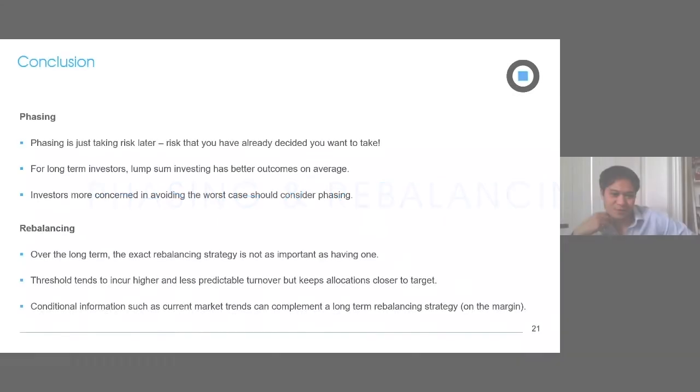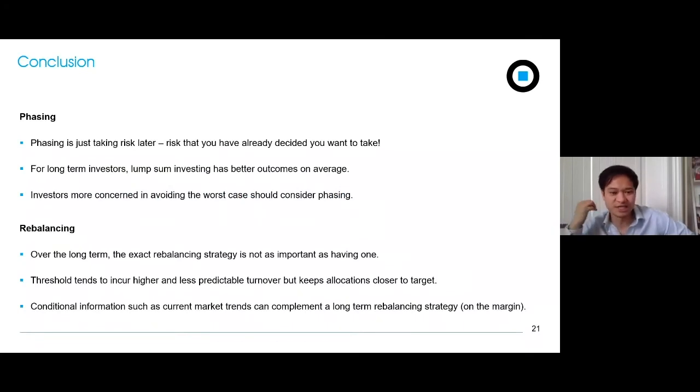With phasing, as we mentioned, phasing is just taking risk later, and that's risk that you've already decided you want to take. So for most investors who are long-term in nature, lump sum investing has had better outcomes on average. However, investors who are more concerned with avoiding the worst case scenario could potentially consider phasing.